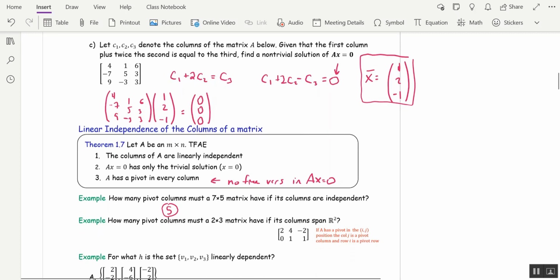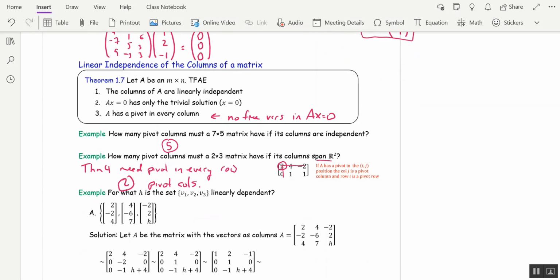Okay, how many pivot columns must a 2 by 3 matrix have if its columns span R2? Now, we have to go back to theorem 4. Theorem 4, the columns are going to span R2 if and only if we have a pivot in every row. So by theorem 4, you need a pivot in every row. Okay, there are 2 rows. That means, and here's a little comment here: if this is a pivot position, which it is, then the row it's in is a pivot row, but that also corresponds to the column it's in. You have a pivot column. So if you need 2 pivot rows, that means you're going to need 2 pivot columns.